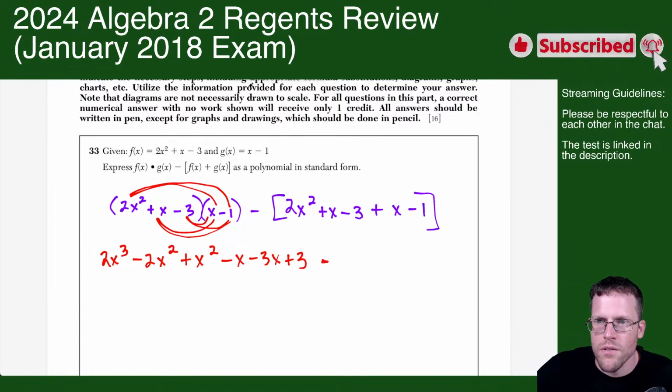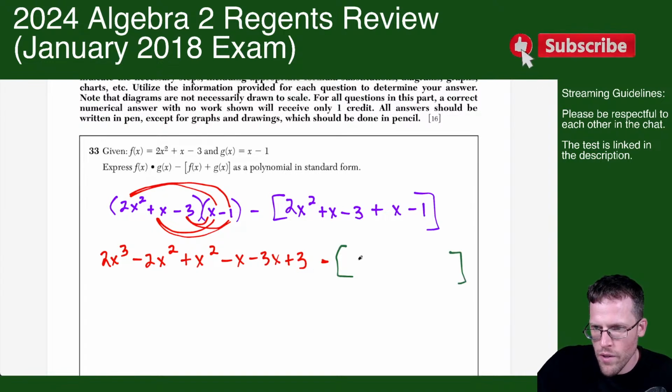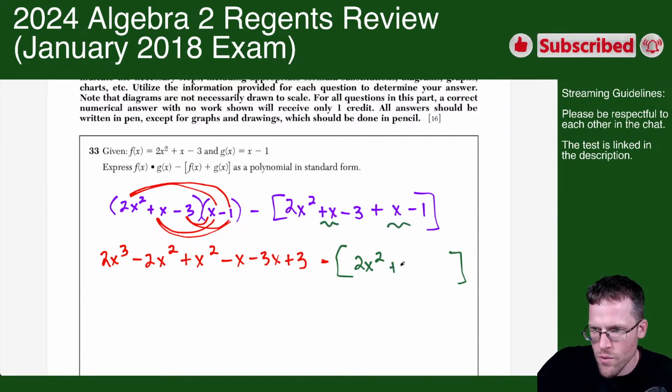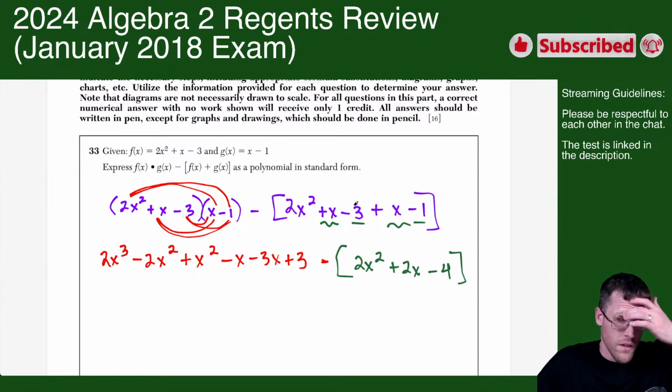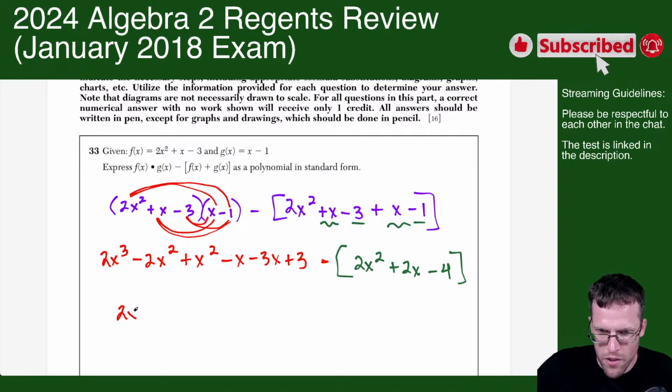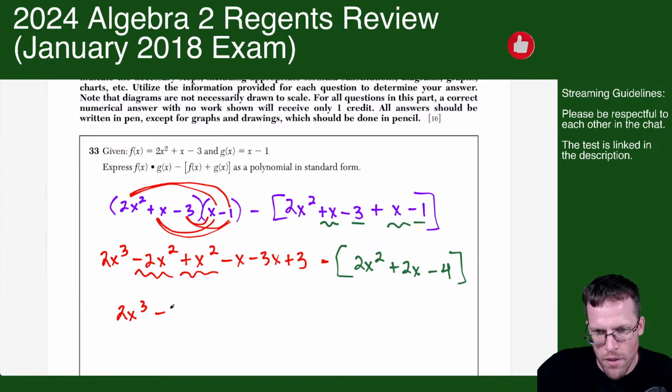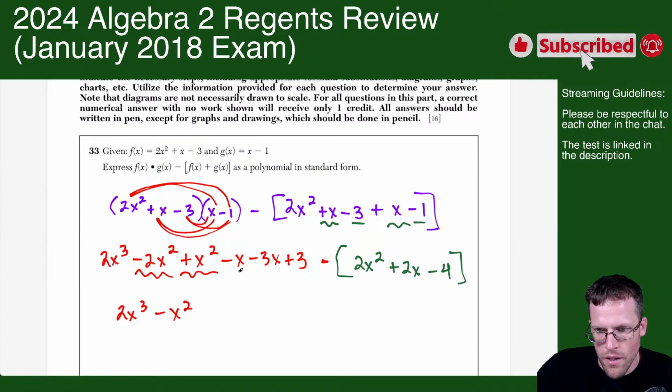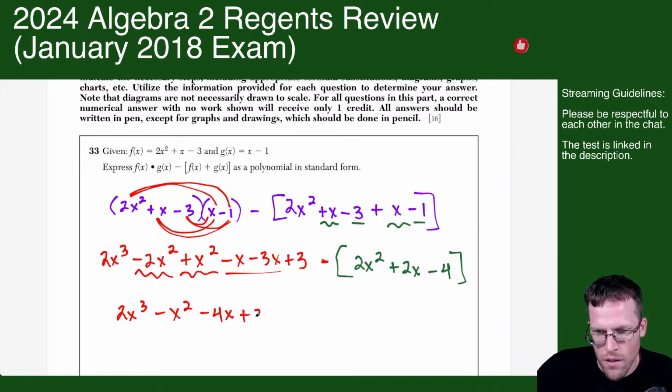And then we have minus. And the stuff here I'll write in this color. So we have 2x squared. I have x plus x is 2x. And then I have negative 3 minus 1 is minus 4. Okay. So now for the next part, we have 2x to the third. It's the only x to the third term. I have a minus 2x squared plus x squared is minus x squared. And then I've got minus x minus 3x is minus 4x plus 3.